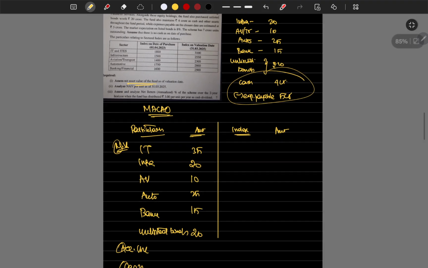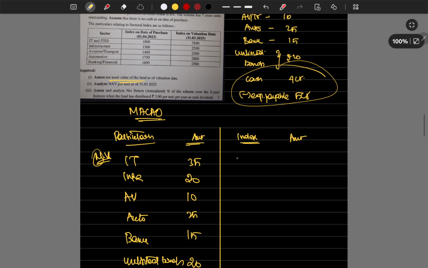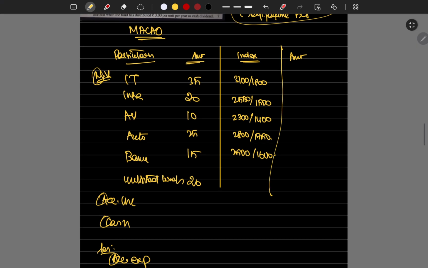What's the index? We have 3100 divided by 1800, 2550 divided by 1500, 2300 divided by 1400, 2800 divided by 1750, 2500 divided by 1600. Okay, using this indexation, we are going to bring up the values to the current date.